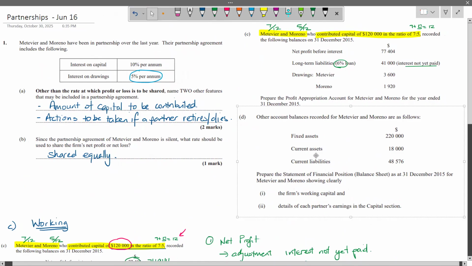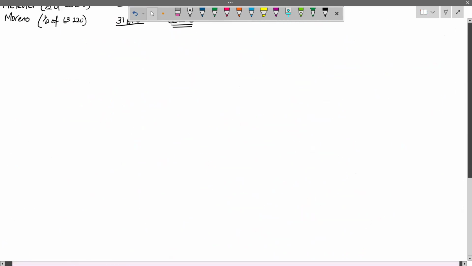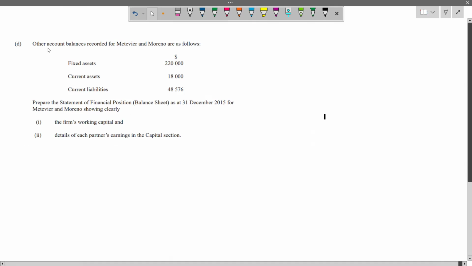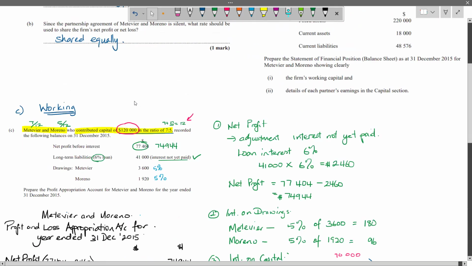So I'm going to just grab this and head down to the bottom here. This is the other part that we're going to work on now. Other account balances recorded from Mentive and Marino are as follows: fixed assets 220,000, current assets 18,000, current liabilities 48,576. Prepare a statement of financial position as at the 31st of December 2015 for Mentive and Marino, showing clearly the firm's working capital, with details of each partner's earnings in the capital section.